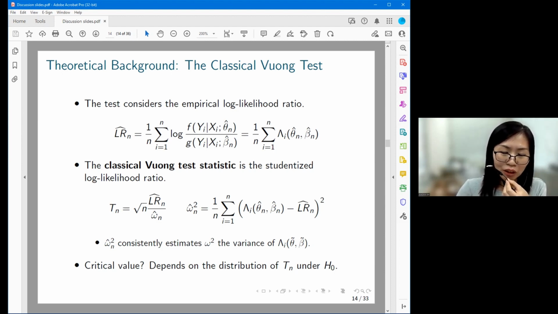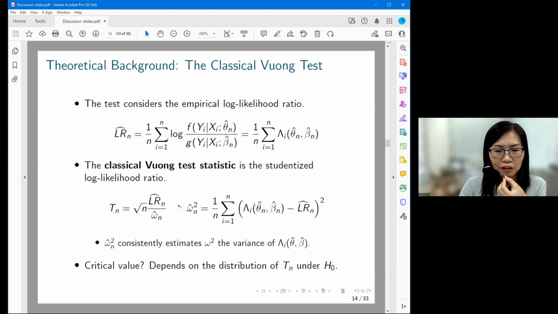The classical Vuong test statistic is the studentized log likelihood ratio. You're trying to test whether the limit of LRn is 0 or not, and LRn hat is an estimator for that limit. Therefore, it's kind of like a t-test problem. You take LRn hat in the numerator and divide it by the standard error for that estimator, which is the sample variance of the lambda i variable. So this is the classic Vuong test statistic, but that's only the test statistic.